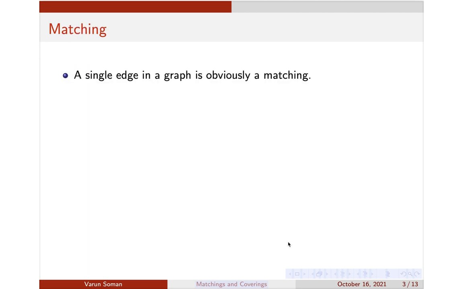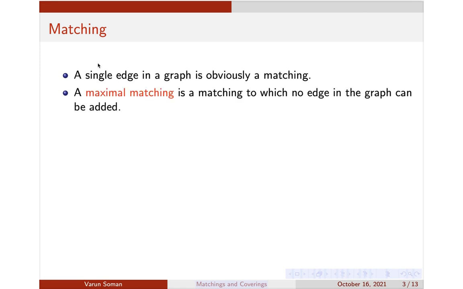Now we'll discuss some remarks. A single edge in a graph is obviously a matching, since there is only one edge, so no adjacency issues. A maximal matching is a matching to which no edge in the graph can be added. That is, a maximal matching is a matching in which no more edge can be added.